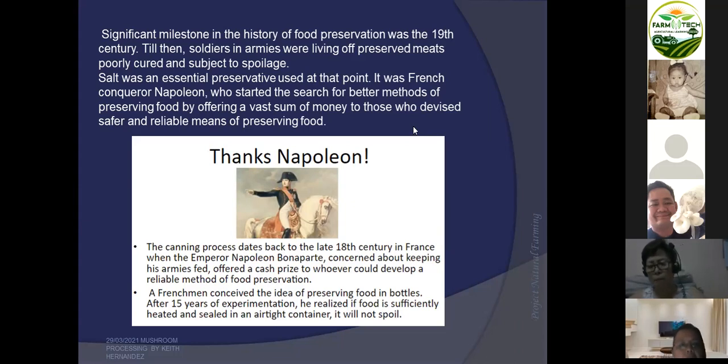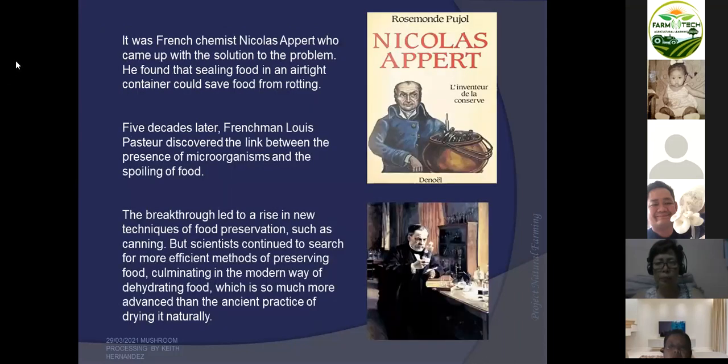So the canning process dates back to the 18th century in France, when Emperor Napoleon Bonaparte, concerned about keeping his armies fed, offered a cash prize to whoever could develop a reliable method of food preservation. And a Frenchman conceived the idea of preserving food in bottles. After 15 years of experimentation, he realized that if food is sufficiently heated and sealed in an airtight container, it will not spoil. So it was actually Nicholas Appert who came up with the solution. Siya po yung nag-invento na ilagay sa bote, initin yung bote, at yun po yung magkakaroon ng preservation.